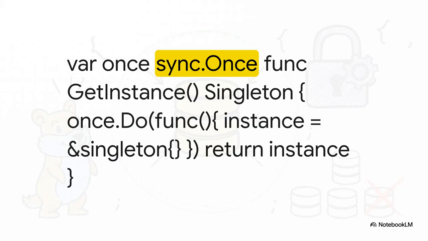And here it is, the final production-grade code. We've got our sync.Once variable, and our GetInstance function neatly wraps the creation logic in once.Do. Oh, and notice something really important. It returns an interface, not the concrete struct. This is a critical best practice. It decouples the caller from the implementation, which makes our code so much easier to test and maintain down the road.